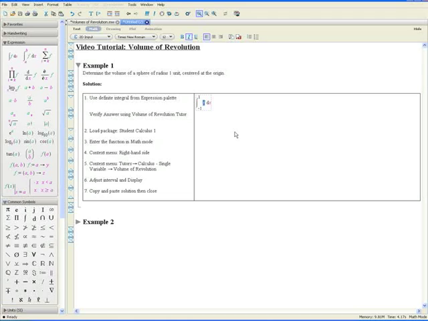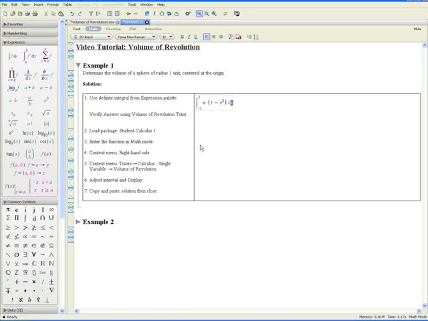Now the Volume of Revolution worksheet covers in more detail how to determine this formula. The volume of a solid is equal to the definite integral with the integrand as the area as the function of x. Which comes out to be pi, which you can get from the common symbols palette, pi times r squared, where r is the radius perpendicular to the x-axis, or y of x, 1 minus x squared.